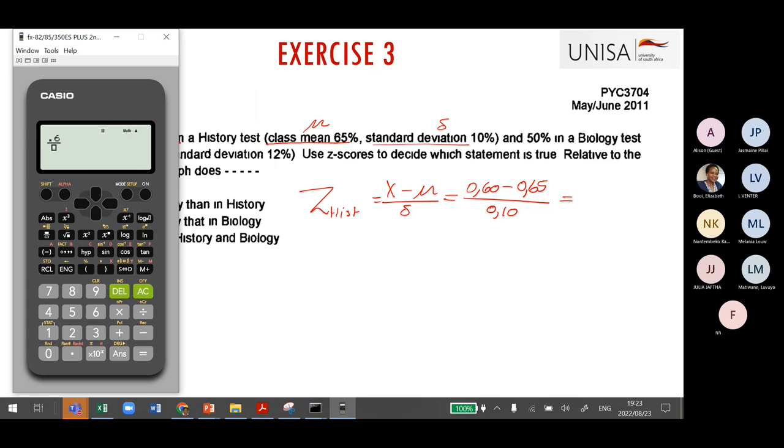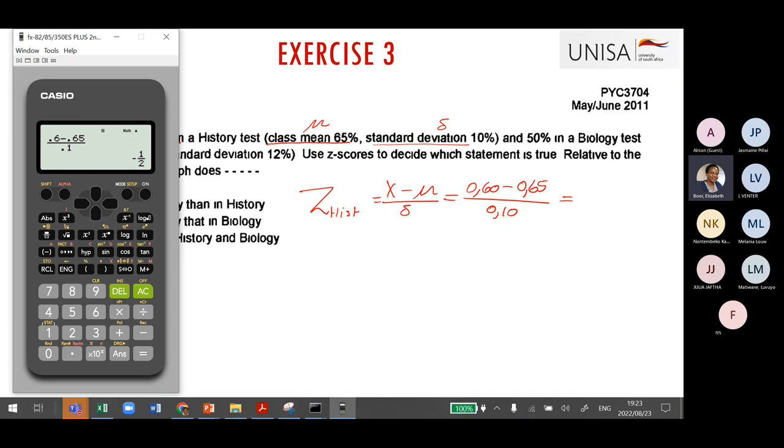0.6 minus 0.65 divided by 0.1 equals. You will notice that I don't put the 0.60 and 10 as well, because the calculator knows that, whether I put it or not. And also I don't use 0. But if it makes you feel at ease, you can use 0. You don't need to do that.